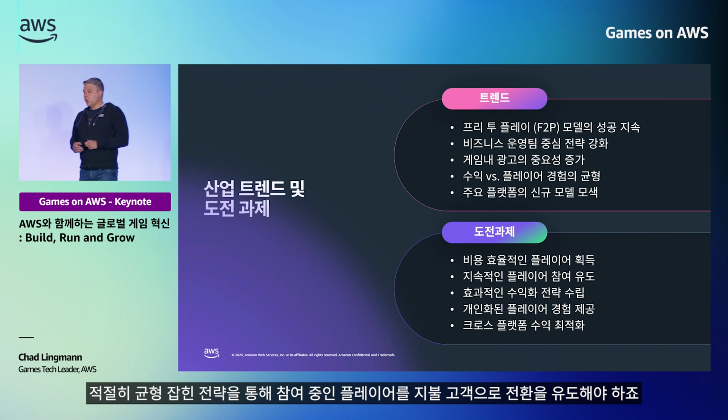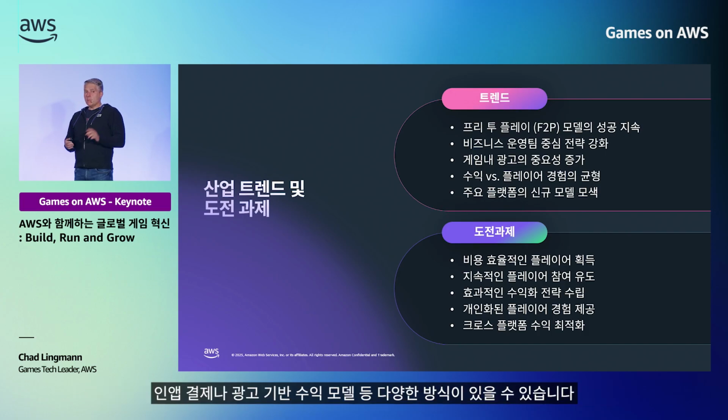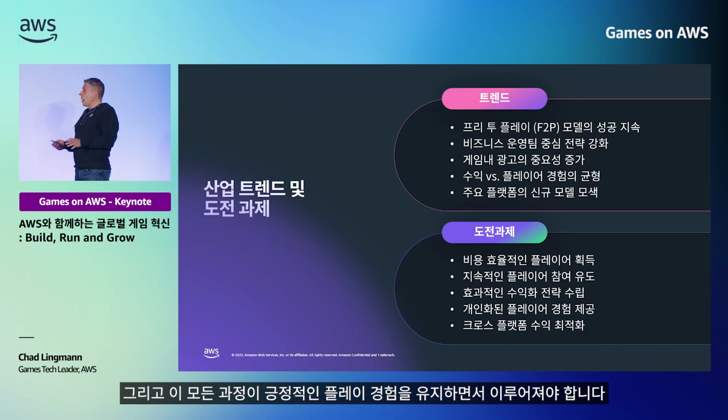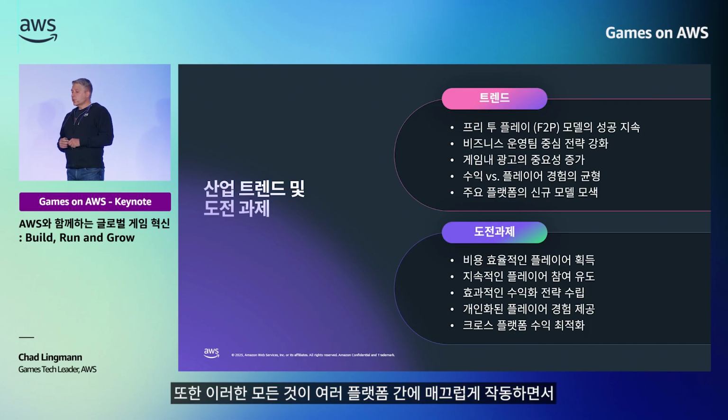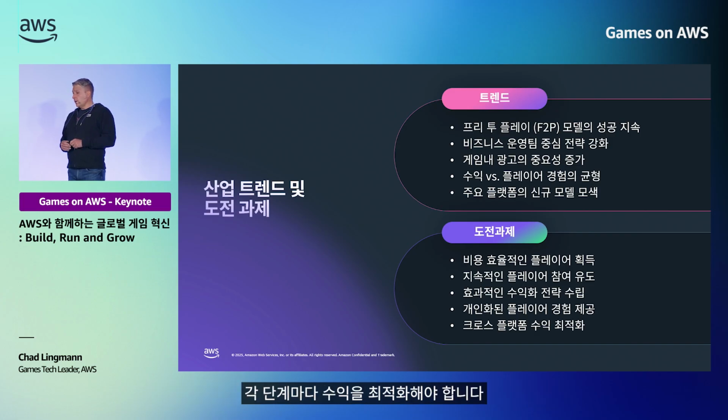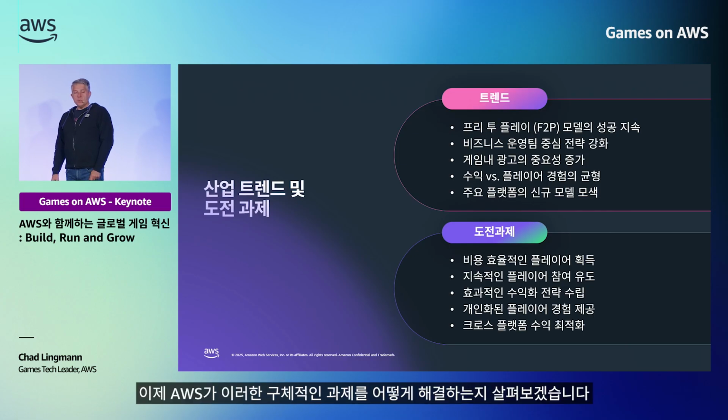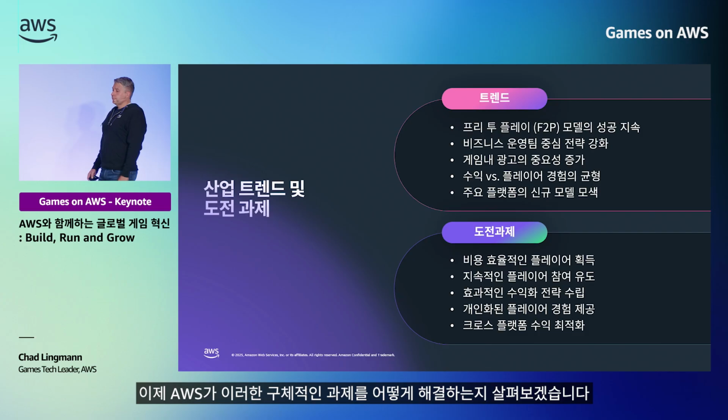Studios need to convert engaged players into paying customers through carefully balanced strategies, whether that's in-app purchases or ad-based revenue, and all while maintaining a positive player experience. And all of this needs to work seamlessly across multiple platforms while optimizing the revenue at every step. Let me show you how AWS helps with these specific challenges.